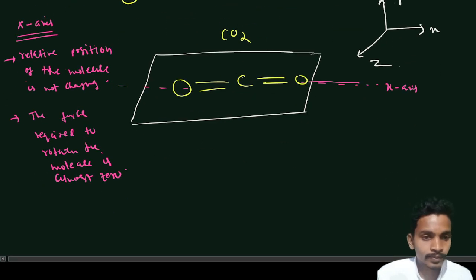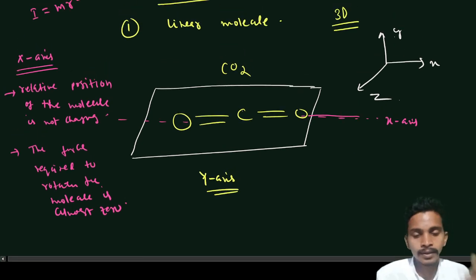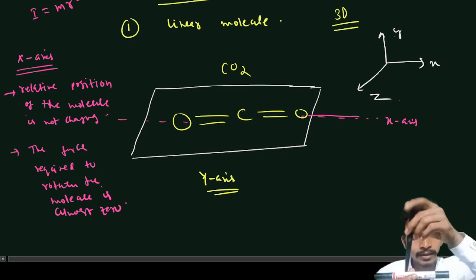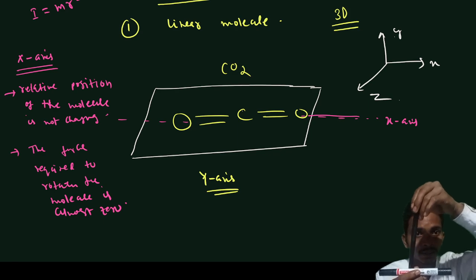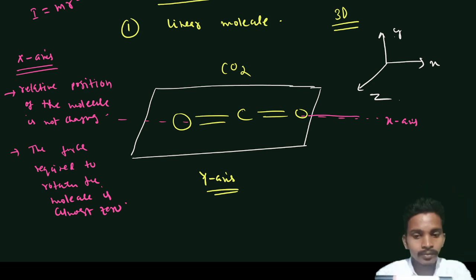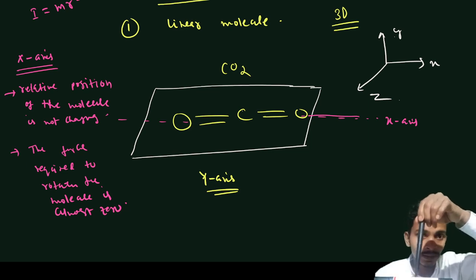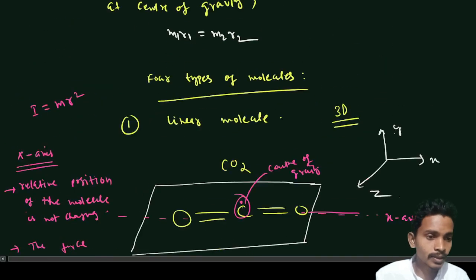What about the y-axis? So this is the x-axis, then this is the y-axis. If I rotate along the y-axis, then I have to rotate like this. So if I rotate, it will rotate like this. The center of gravity lies in between, here. This is the center of gravity.